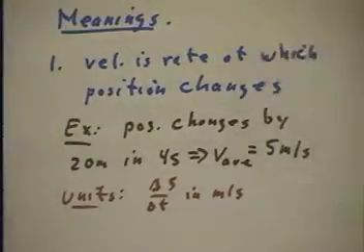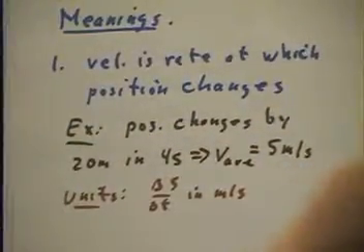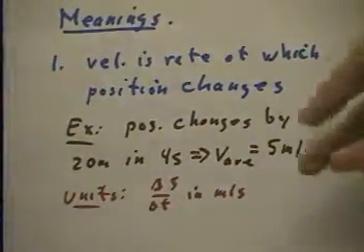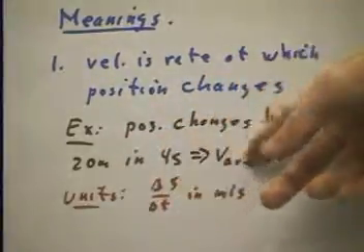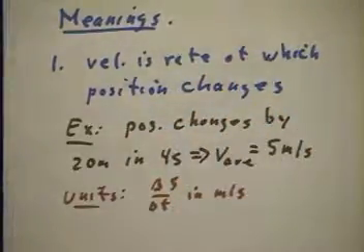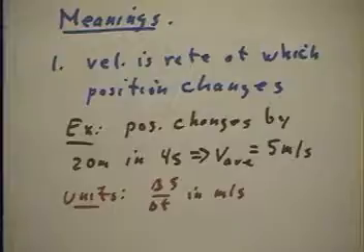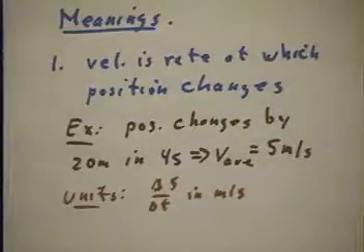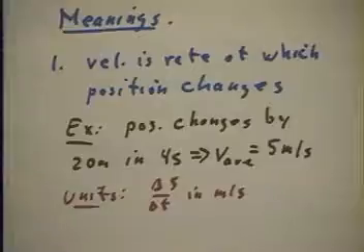The basic example that we're going to use is an example where position changes by 20 meters in 4 seconds, and we get an average velocity of 5 meters per second. This is, of course, the example we used when we talked about units. And the units of velocity are delta S over delta T, which are units of meters per second.